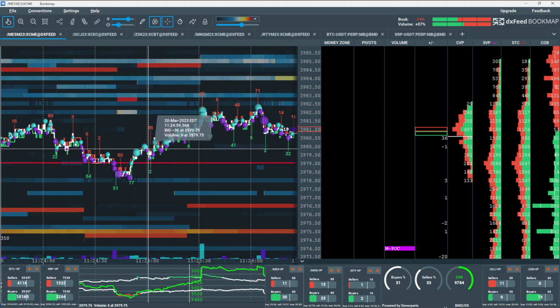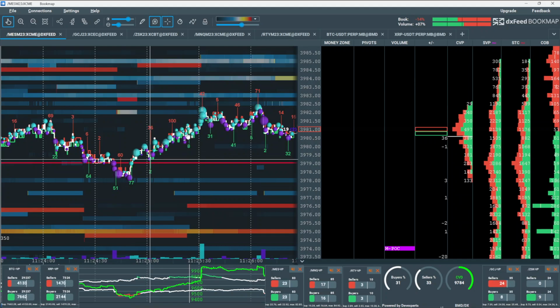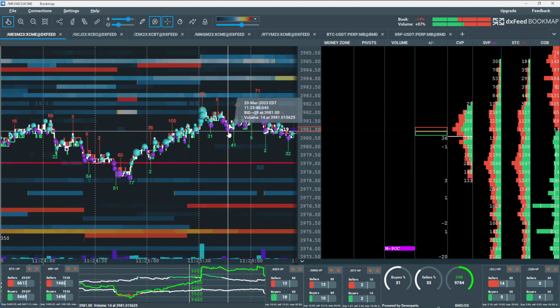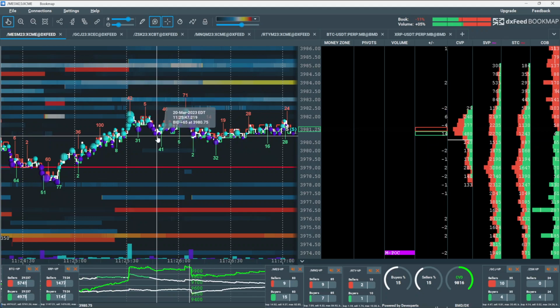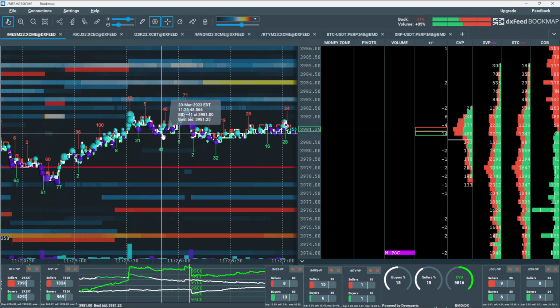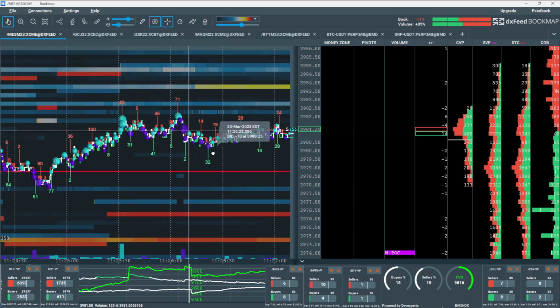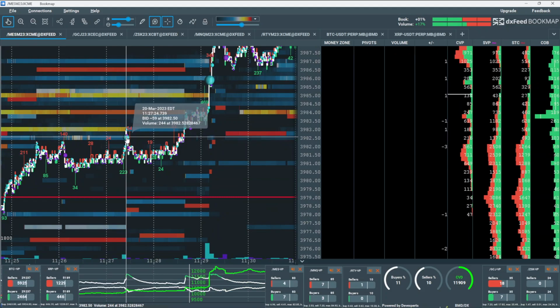Right, so 11.25, 39.79.25. Right here I entered my first position. Then we pushed up to the 39.81, entered another position right here. On the pullback here where it's breaking down, entered another one, and somewhere around here entered another one. So at this point here, I got stopped out. I think I got stopped out somewhere around here.